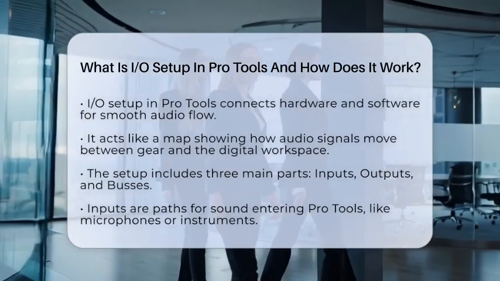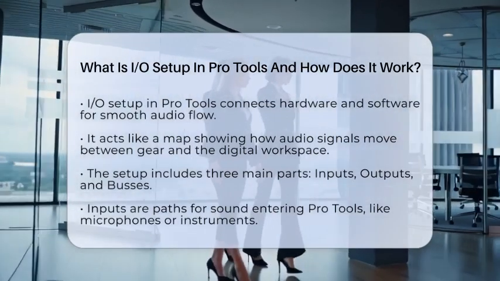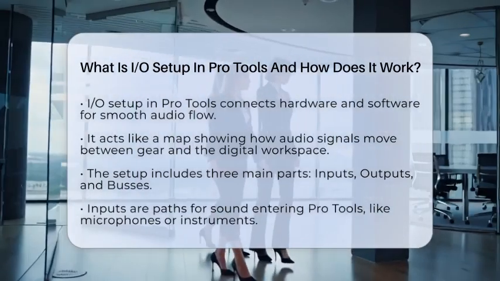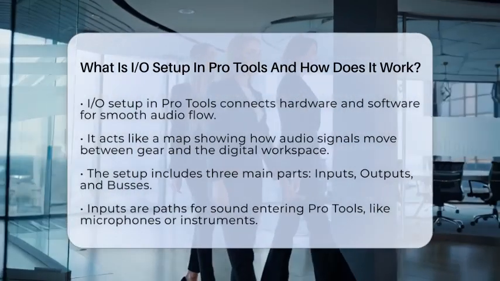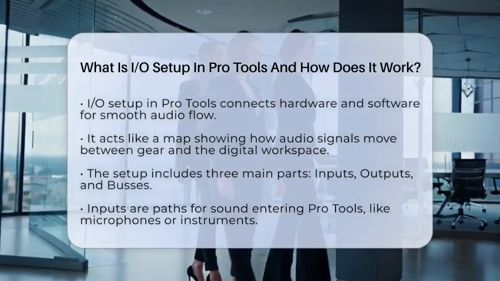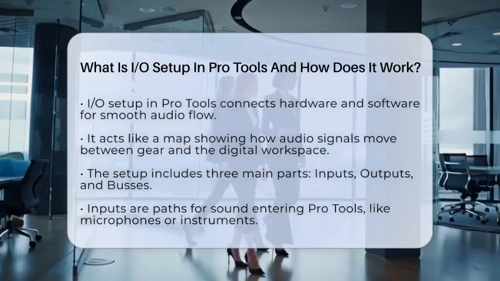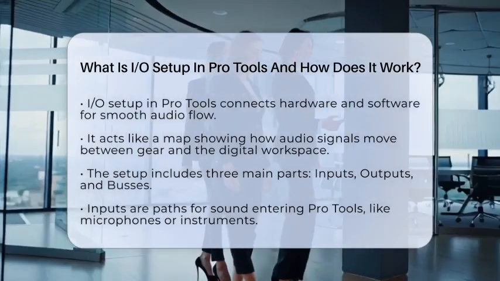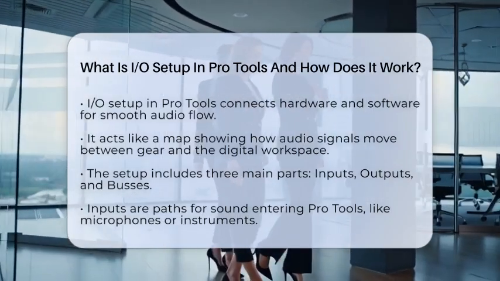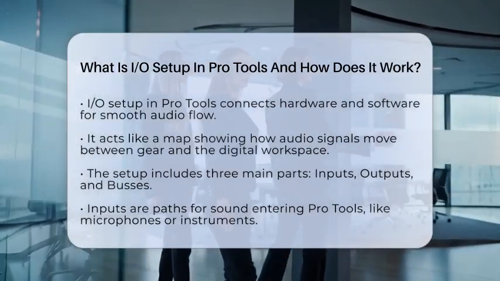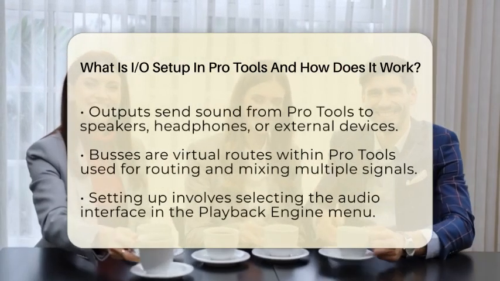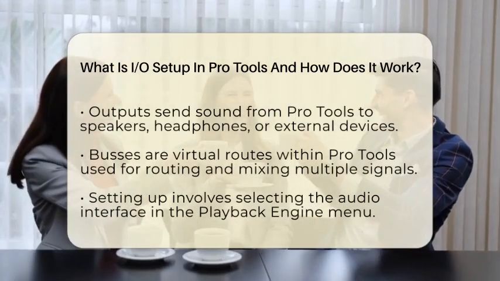When you open Pro Tools, it needs to know which inputs and outputs to use, so your microphone, guitar, or keyboard can send sound into the software, and your speakers or headphones can play it back. The I/O setup is made up of three main parts. First are the inputs, which are the paths through which sound enters Pro Tools. For example, if you plug a microphone into your audio interface, you assign that input so Pro Tools recognizes it. You can rename these inputs to keep things clear, especially if you have many connected devices.